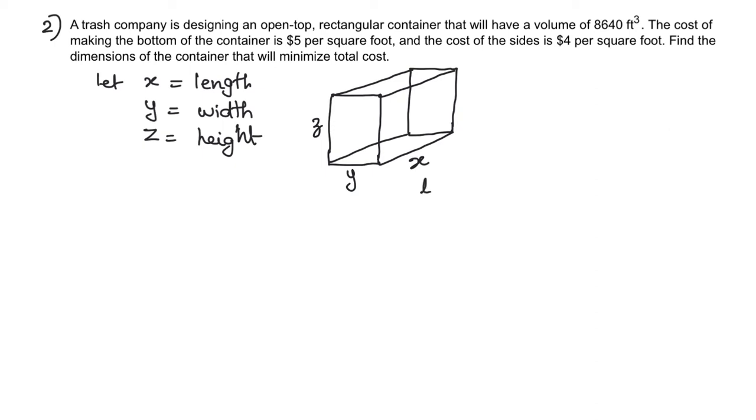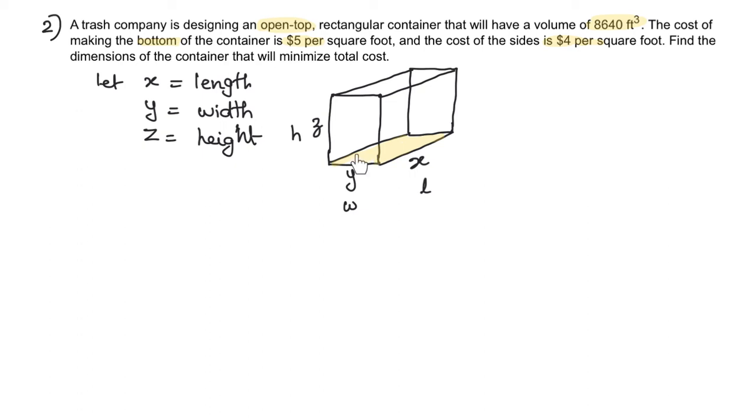If you want, you can use the variables L, W, H, if that is easier to work with. I'm just using XYZ in this problem. This is an open top box, so there is no top, but it will have a bottom here. Cost per bottom is $5 per square feet and the sides $4 per square feet. Okay, and the volume is this one.